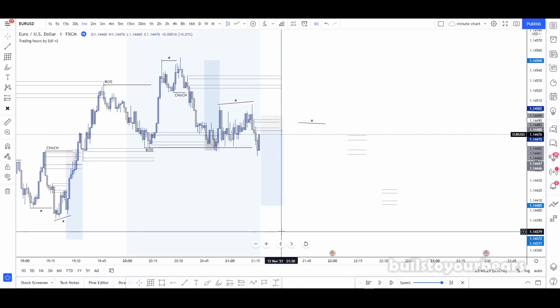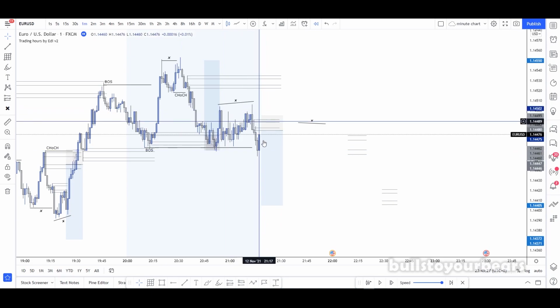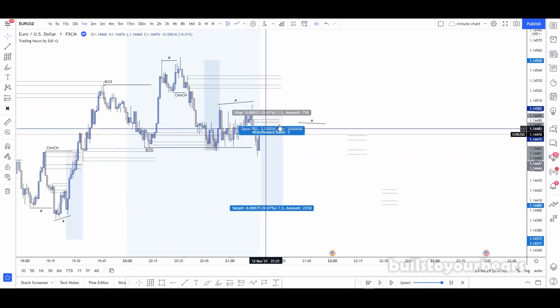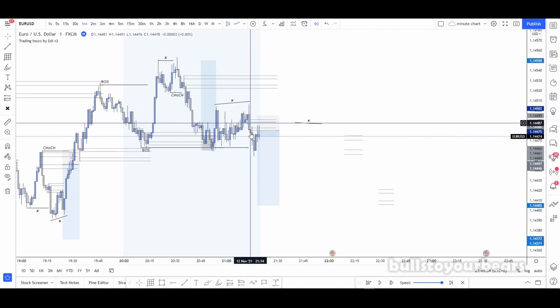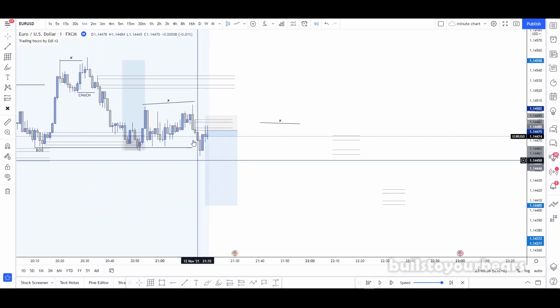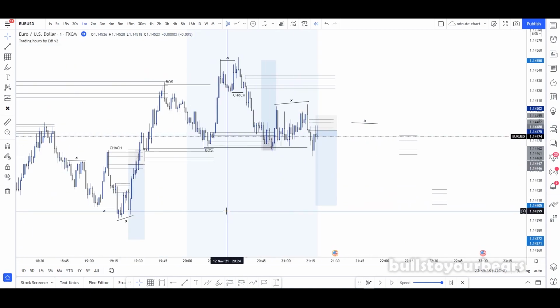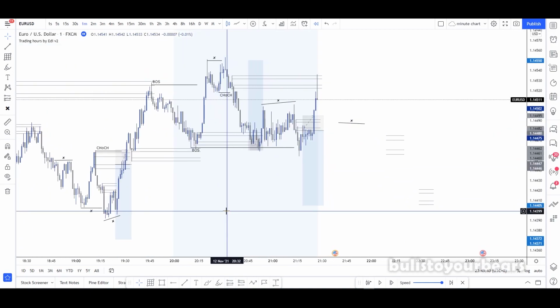I'll let it do its thing, and then we see another break of structure here. Simple as that. Break of structure, mitigation here. What caused the break? This last week caused the break. You guys can see this last week caused the break. So I took my entry here, and then we see violation, right?